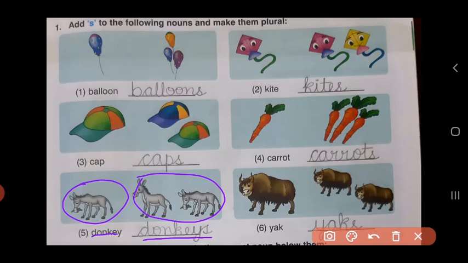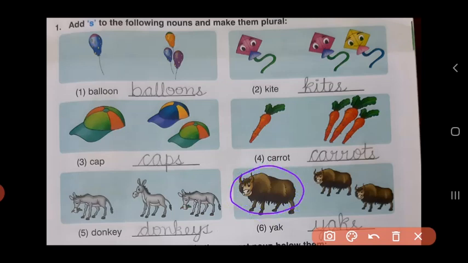In the sixth one, we have yak, which is an animal. Here it is a single yak, so I write it as yak. But here we have two yaks, so it becomes the plural form, and that's why we write it as Y-A-K-S, yaks. So in this way, children, in the plural form, you have to add S at the end of the word and make them plural.